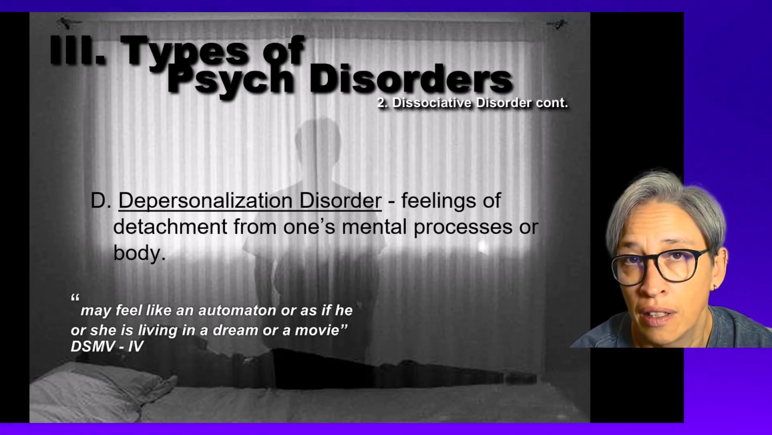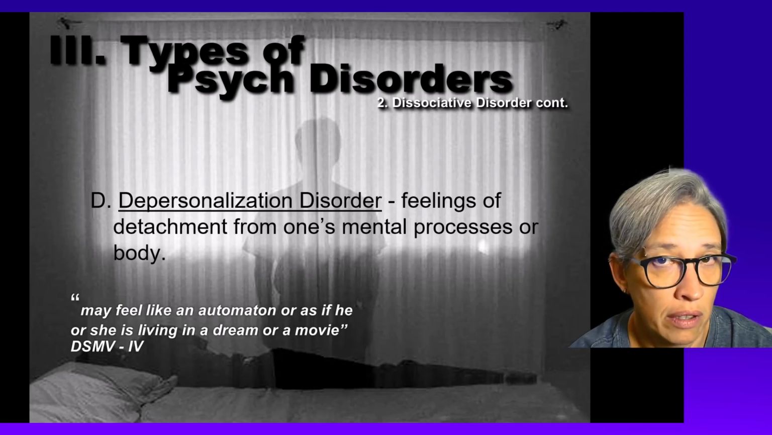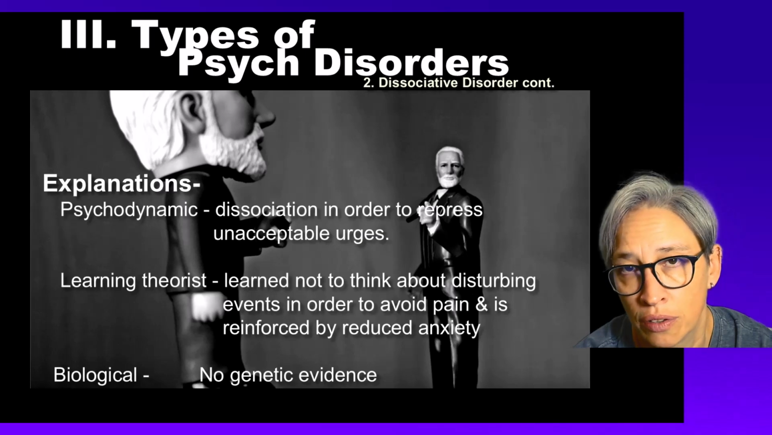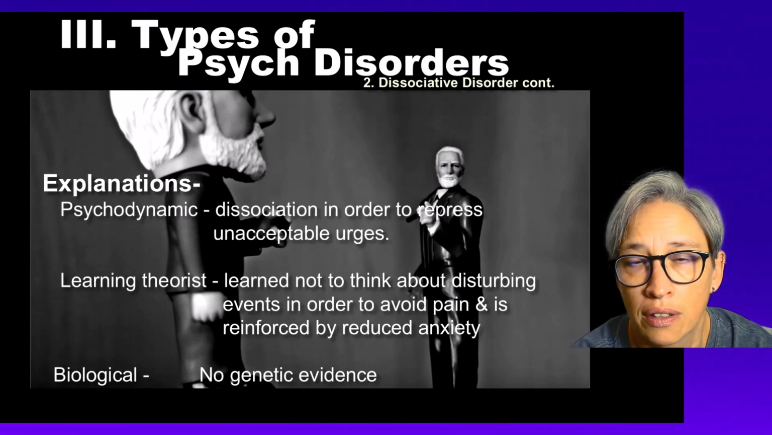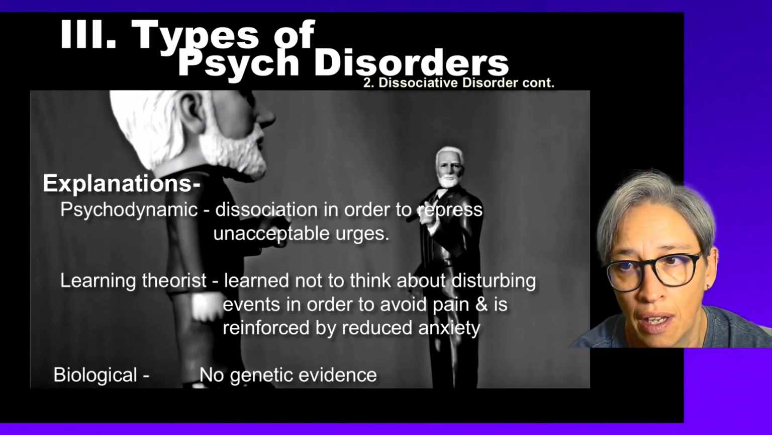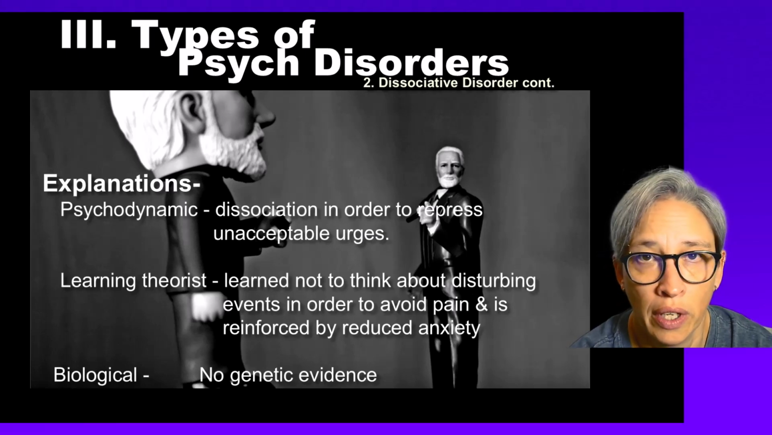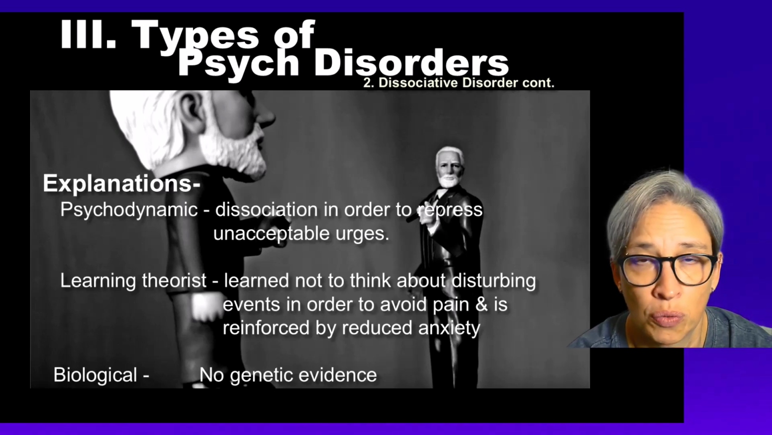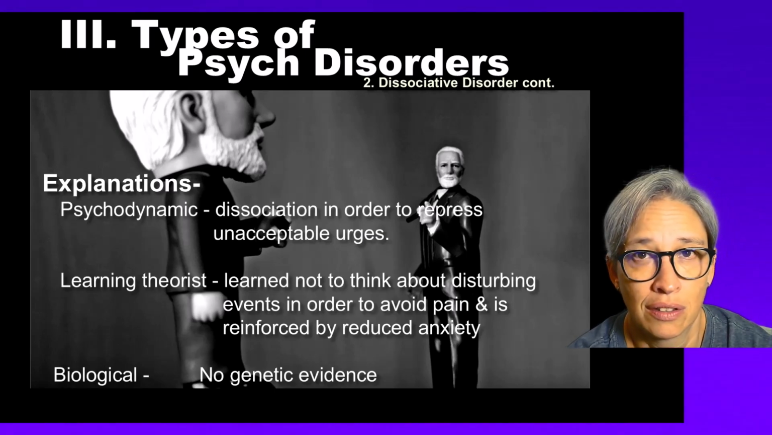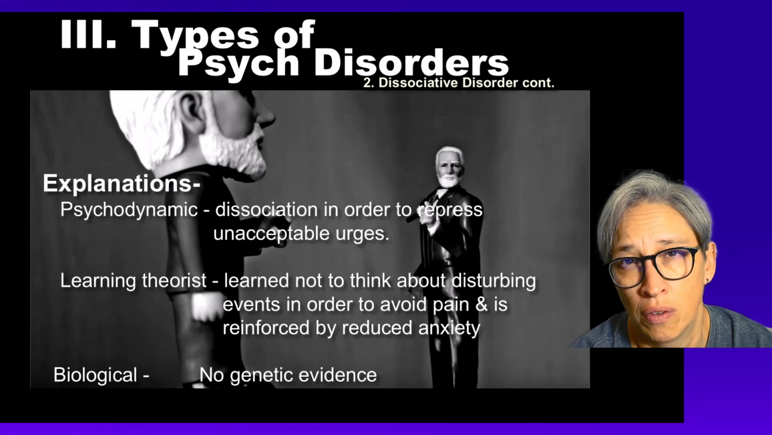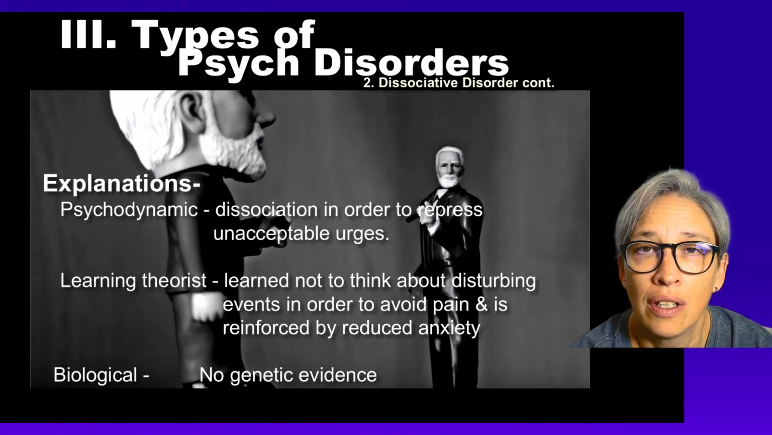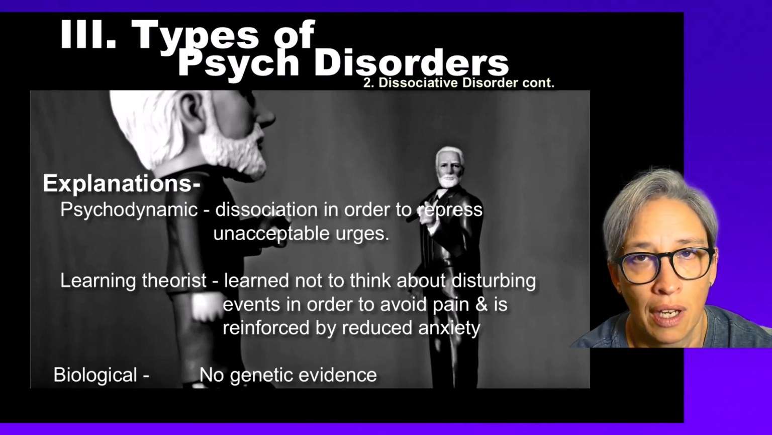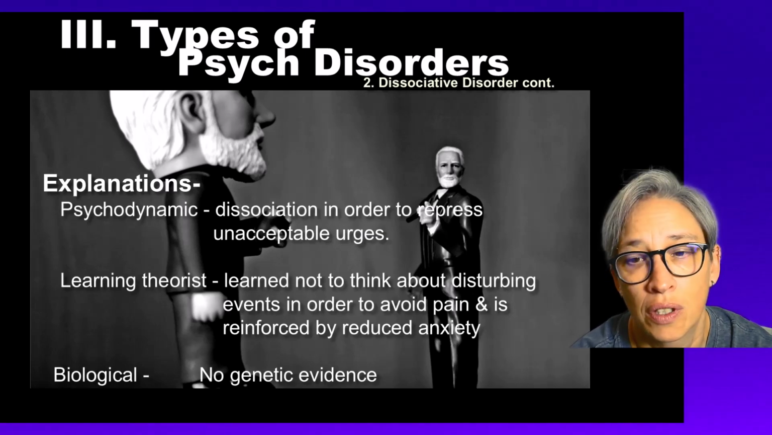Related to trauma, and it's a defense mechanism in relationship with this trauma. So what's the cause of these disorders? Well, it depends on your personality view. Psychodynamic theorists would say that dissociation occurs to get rid of our unacceptable urges. And learning theorists would say that we learn not to think about these disturbing events in order to avoid this pain and anxiety. You can kind of see that with dissociative identity disorder. It's a way to escape the feelings of anxiety due to a trauma.